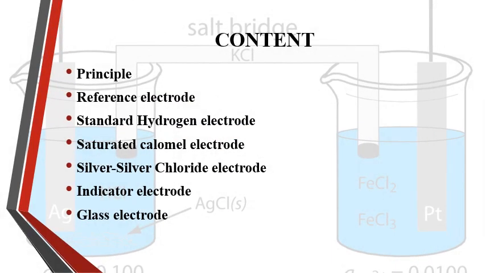Here is an overview of what we will cover today. We will start with the basic principle of potentiometry, then move on to discussing different types of electrodes, including reference and indicator electrodes, as well as the glass electrode. Each of these plays a crucial role in the potentiometric analysis.